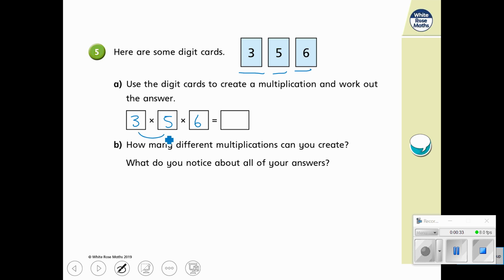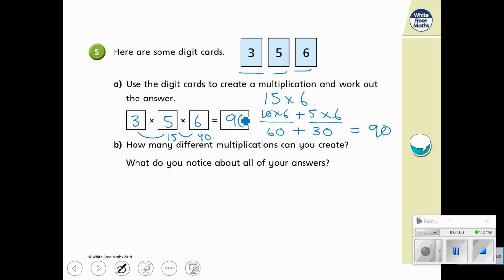Well, 3 times 5 is 15, and 15 times 6, I know, is 90. Okay, I worked that out. 15 times 6. The way I did it was I did 10 times 6, and I added 5 times 6. 10 times 6 is 60, 5 times 6 is 30, so my total, if I added those two together, would be 90. Okay, so it now says, how many different multiplications can you create?